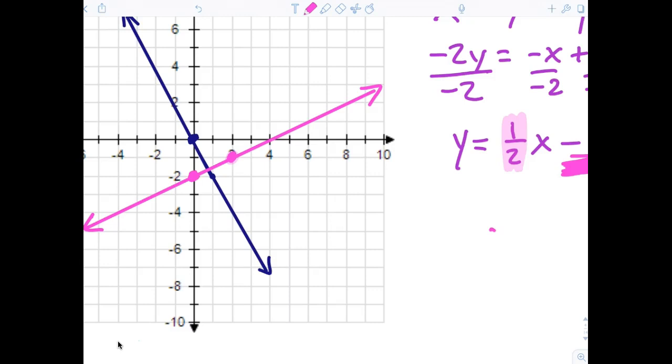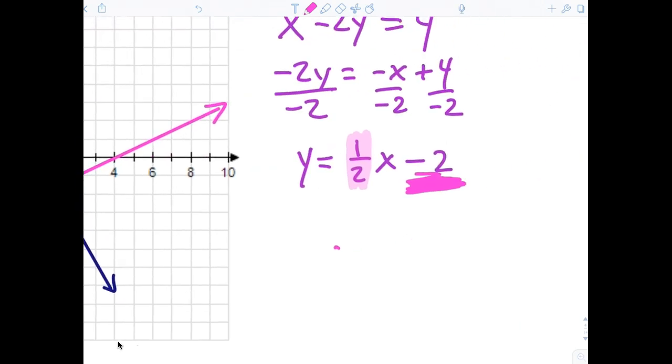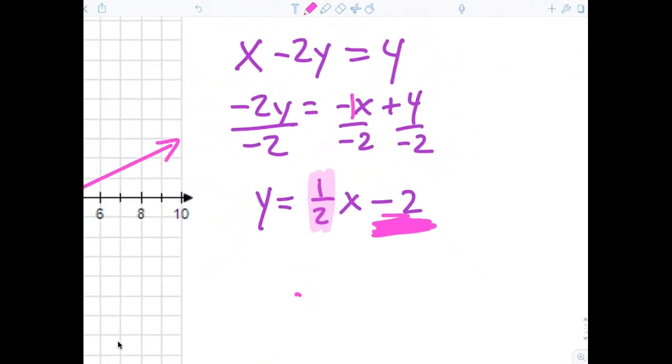Okay, is it 1/2 because of the negative x? Yes, because the number in front of that x, believe it or not, is a 1. So it's like negative 1 over negative 2. Good for you, girl.